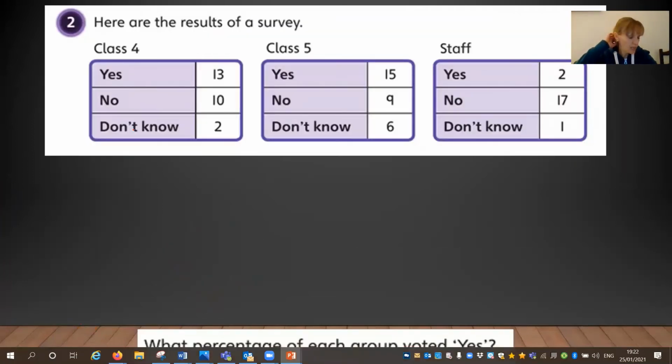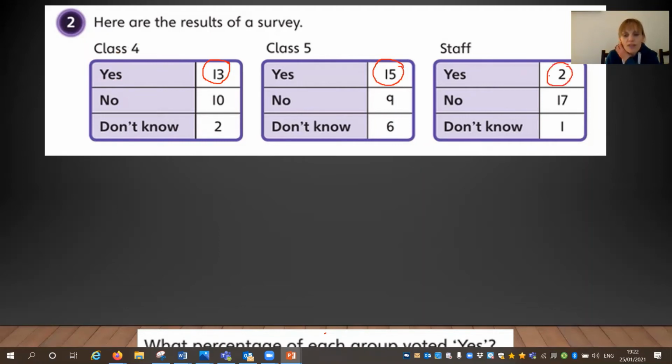Now then, let's have a little look at this one here, this class survey. Actually, can't see this very well at the bottom, can we? Because my bottom bits come up. So can you see at the bottom here, it says what percentage of each group voted yes? Now, class 4 has got 13 people voting yes. Class 5 has got 15 people voting yes, and the staff have got 2 people voting yes.